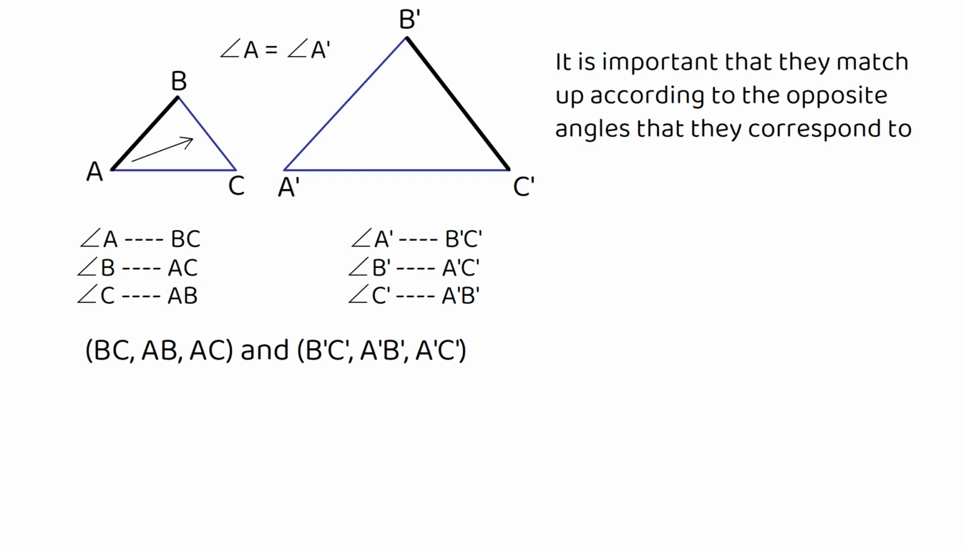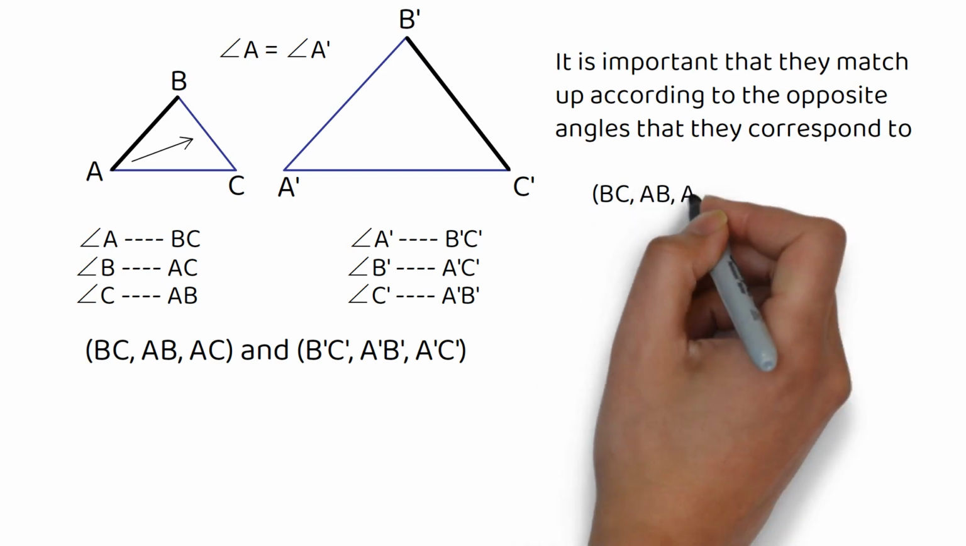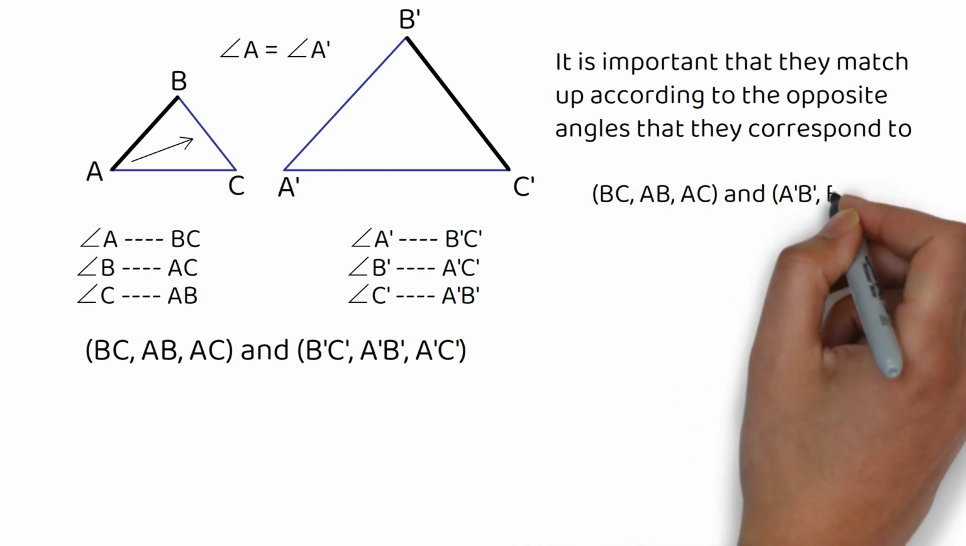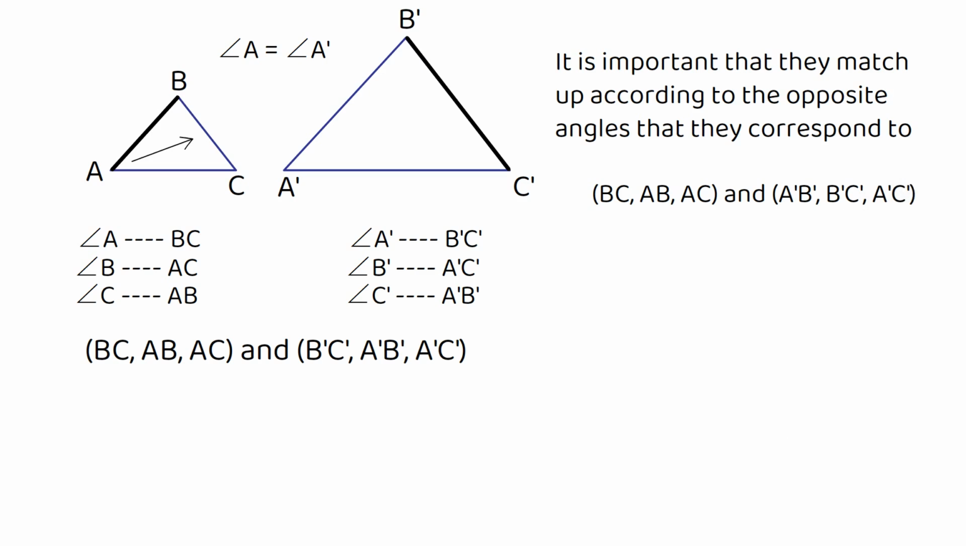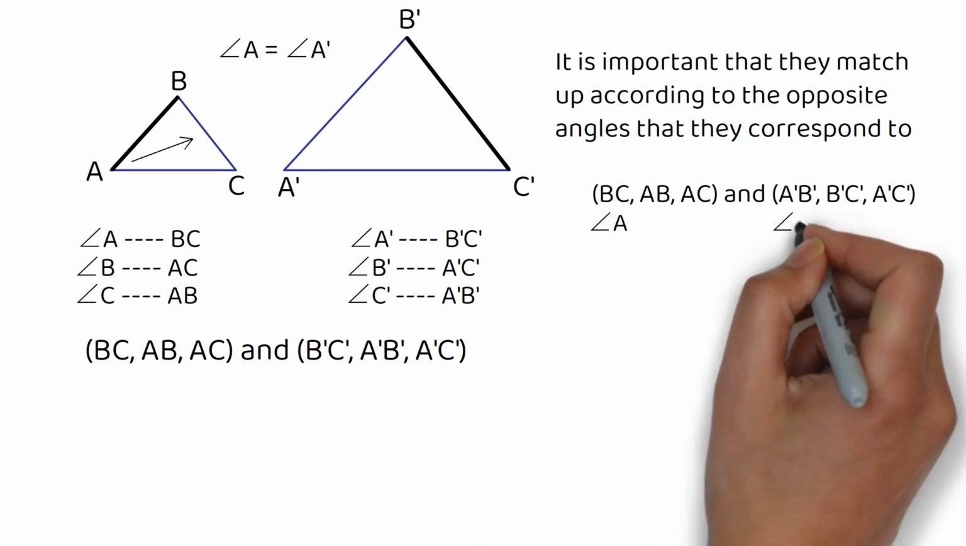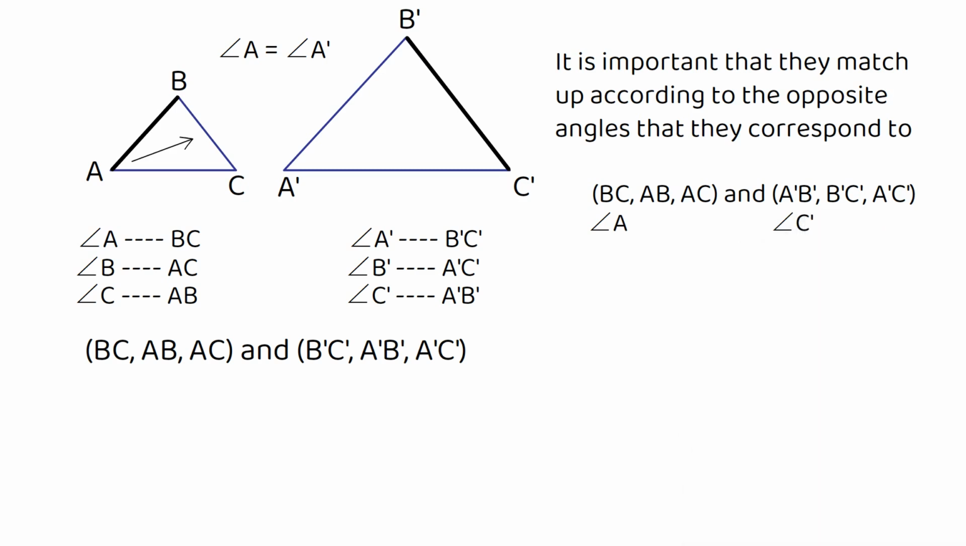For example, it would be incorrect to write BC, AB, AC, and A prime B prime, B prime C prime, A prime C prime, because the first entry of the triplet, side BC, has the opposite angle, angle A, while the first entry in the second triplet, A prime B prime, has the opposite angle, angle C. This is not good because angle A is not the same as angle C prime. When we form these triplets, they need to correspond to the equal angles between the two triangles.